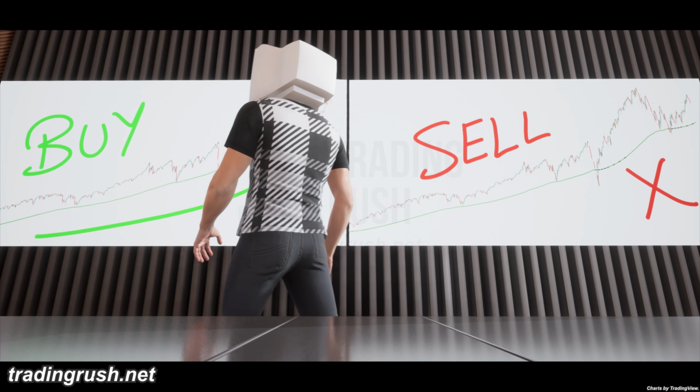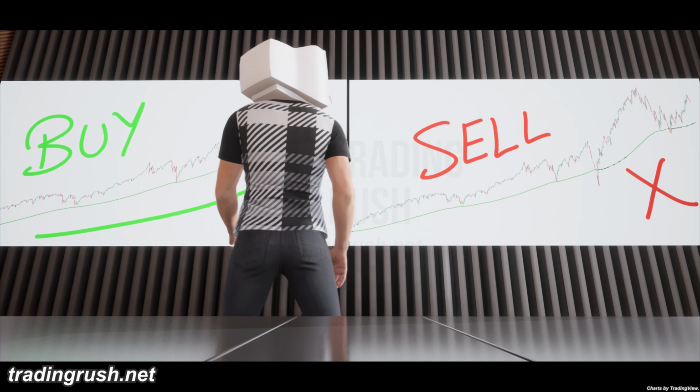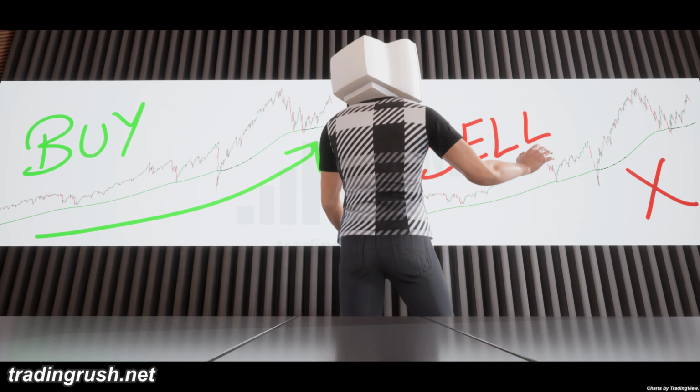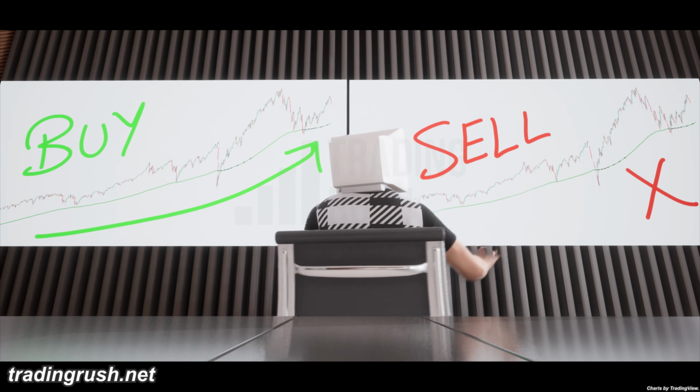Number 21. My uncle always forgets that there is a way higher probability of making money buying the stock market index than predicting its crash. Reversal trading can be more difficult than trend trading.